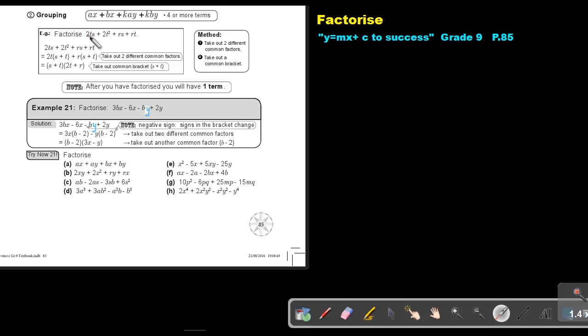Okay, now it works more or less like a common factor. But the thing is, you cannot take out the same common factor out of all 4 terms. You take out a common factor out of the first 2 terms. Then you take out another common factor out of the next 2 terms. And then you take out a bracket as a common factor. Okay, now let's look at this example.